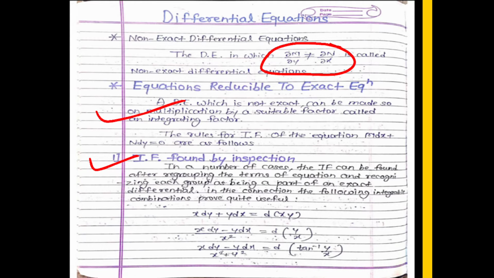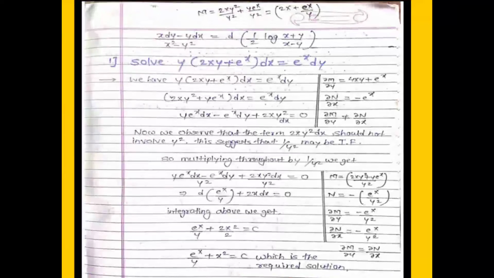Like first, the derivative of xy, which is x dy plus y dx. Then the derivative of y by x is (x dy minus y dx) upon x square. Then the derivative of tan inverse, which is 1 upon 1 plus y square. So it is that type of method. We will understand this method through examples. So let us take the first question.